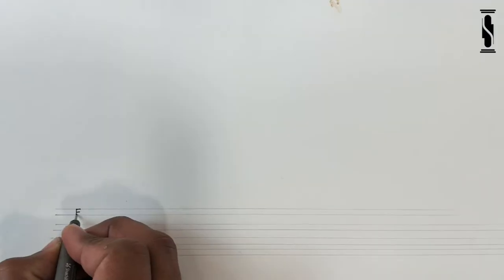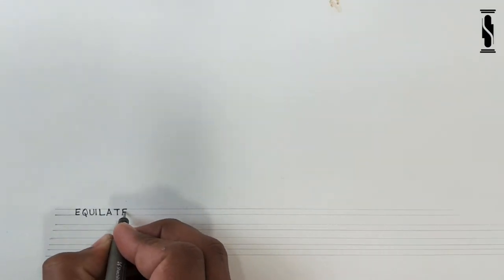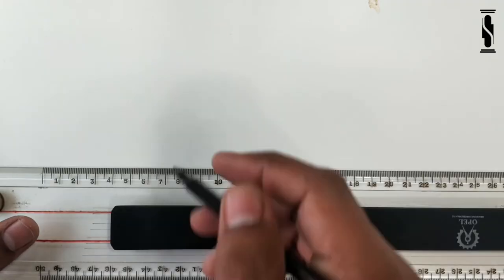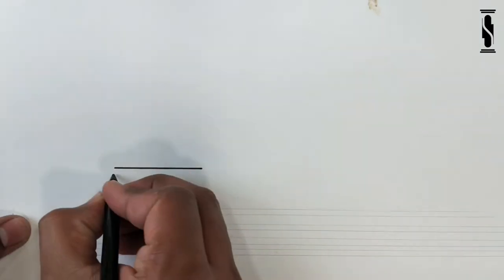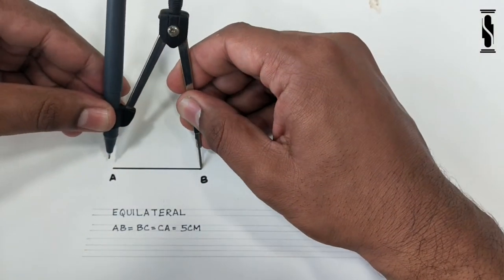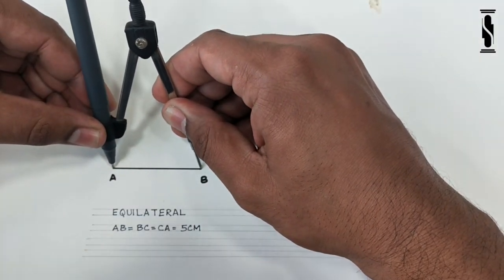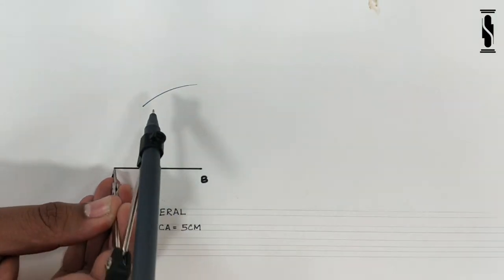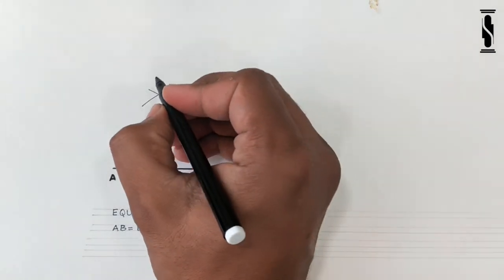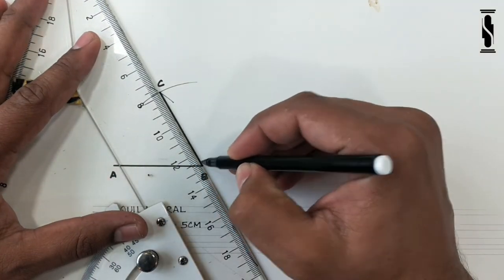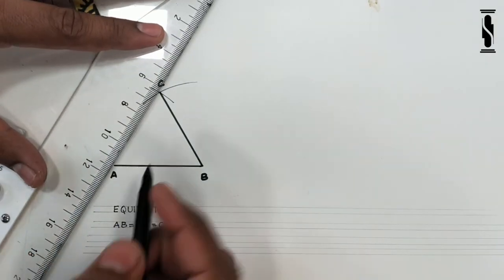Construction of triangles. Construction of an equilateral triangle, of side AB equals BC equals CA equals 5 cm. Draw line AB equal to 5 cm. With B as center and radius 5 cm, draw an arc. With A as center and radius 5 cm, draw another arc, which will cut the first arc at point C. Join point B to C, and C to A, to complete the equilateral triangle.